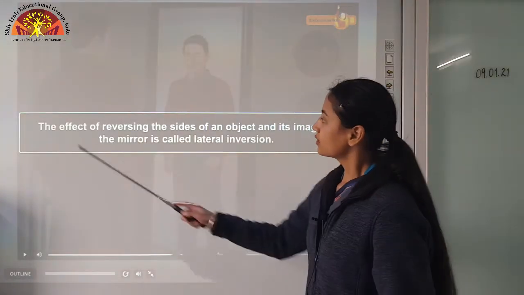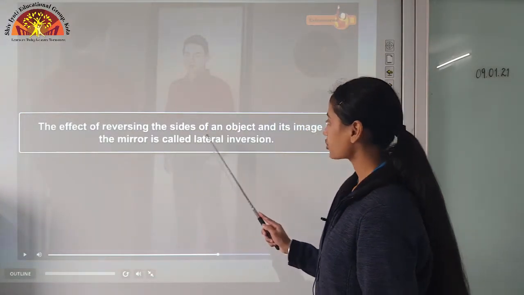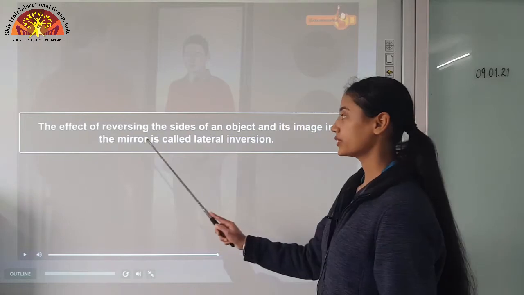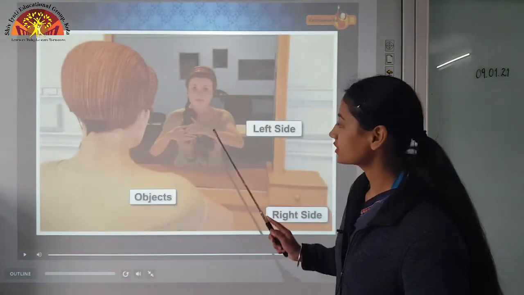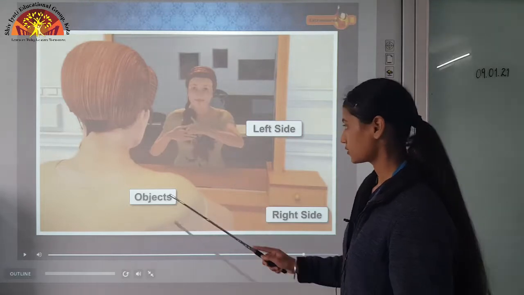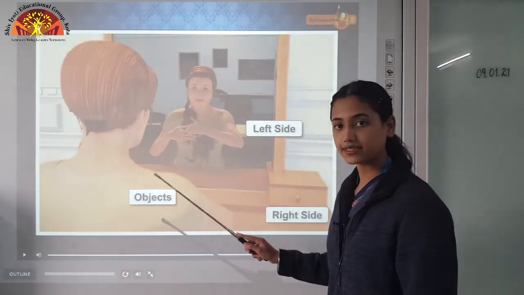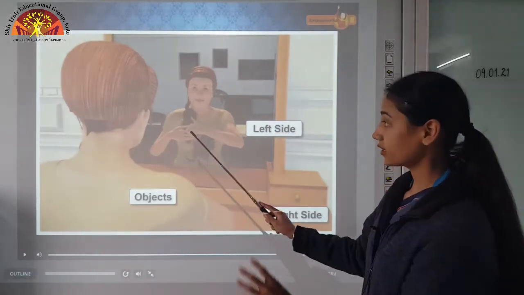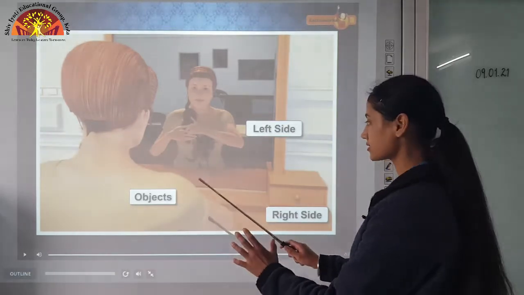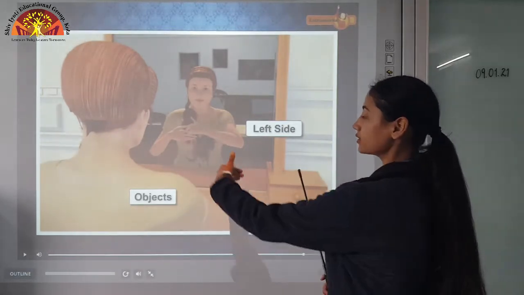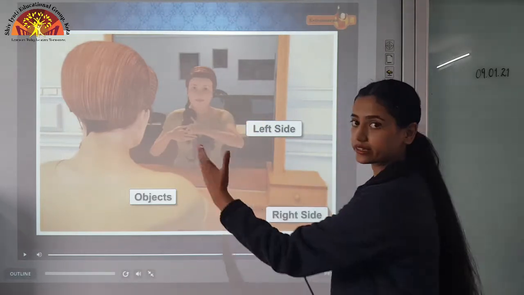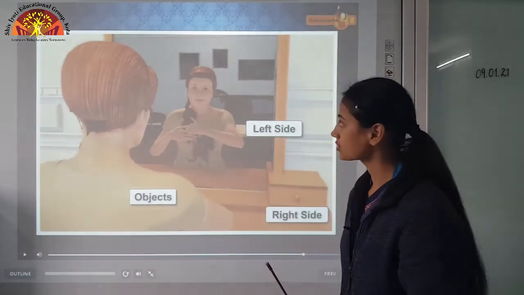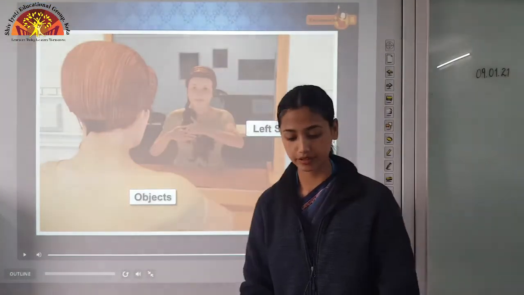Let's define it. The effect of reversing the sides of an object and its image in the mirror is called lateral inversion. You can see this girl is getting ready. So this girl is acting as an object. In reality, this is her right side, but in her image, this part is looking like her left side. So the sides are getting reversed. So this phenomenon is known as lateral inversion.